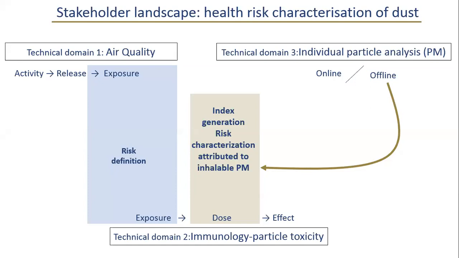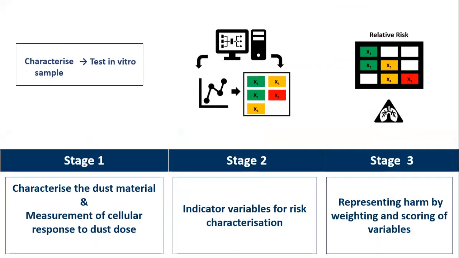So the perspective that we're taking in this project is to look into the potential generation of a complementary risk index, which looks at the characteristics of a material in relation to its potential to induce a toxic response. So how I envisage this is through a three-stage process, which are the three technical components of my work.